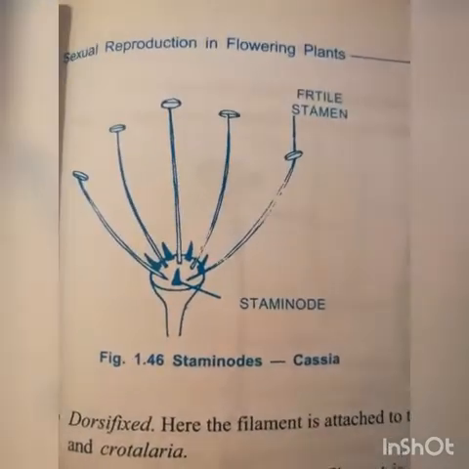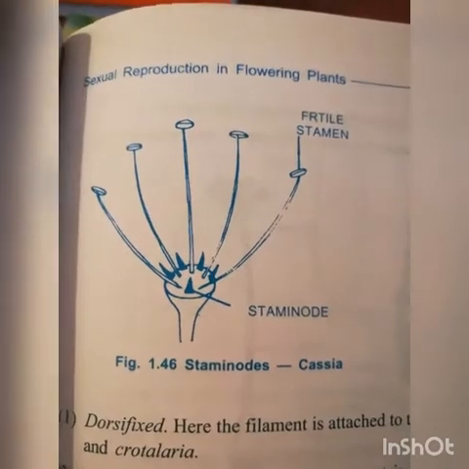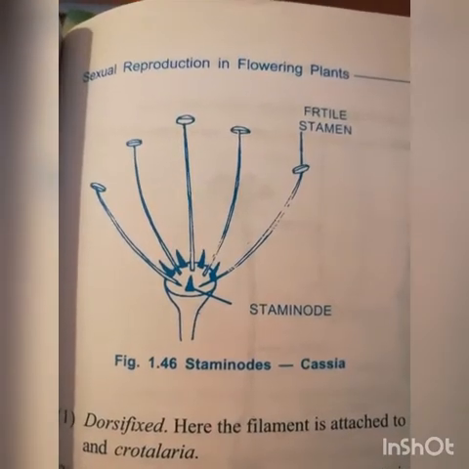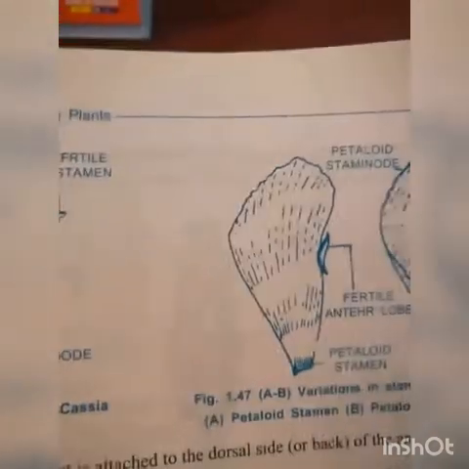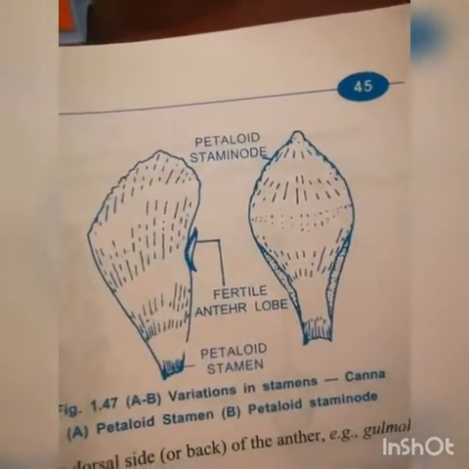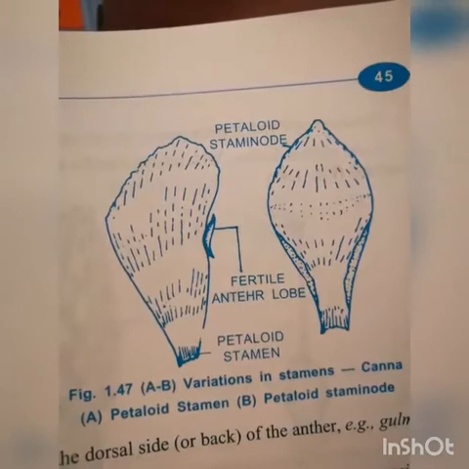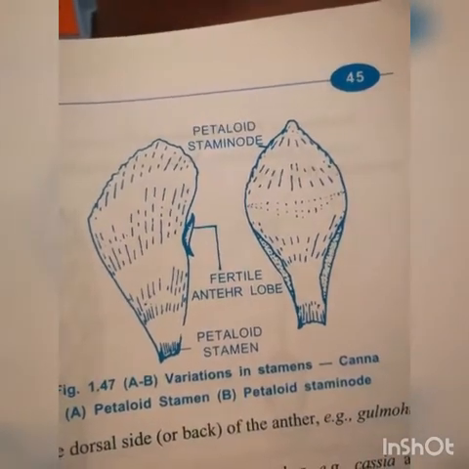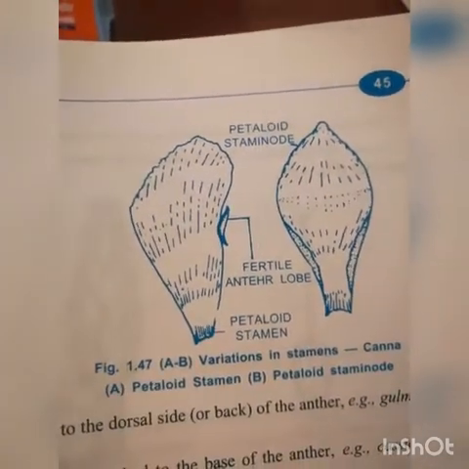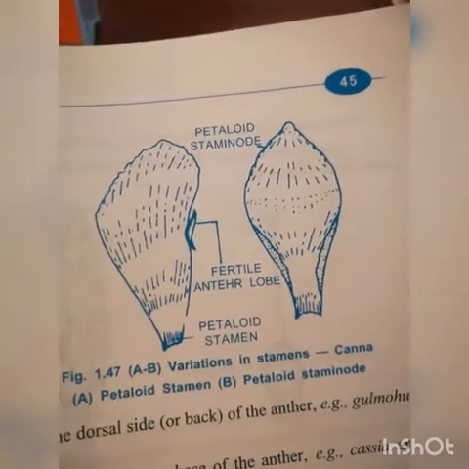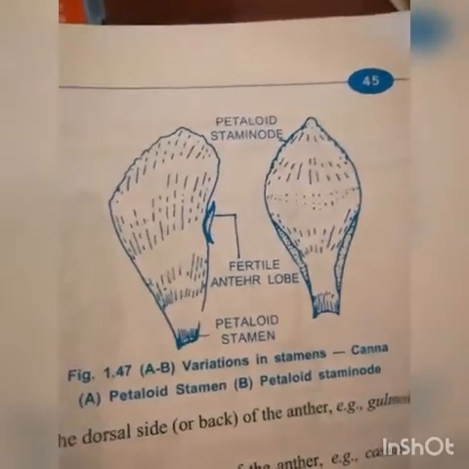Staminodes in Cassia. These are variations of stamens, that is Canna. A, petaloid stamen, B, petaloid staminode. Let us see here.